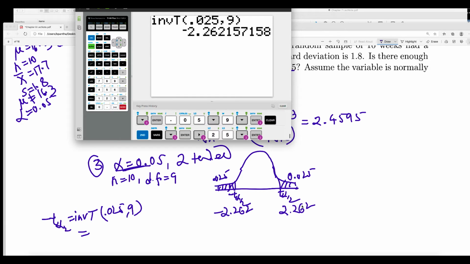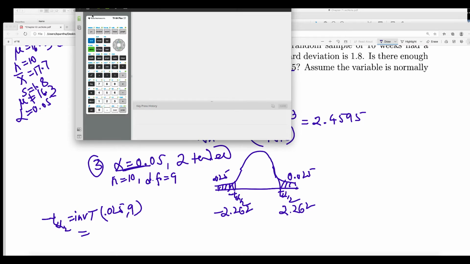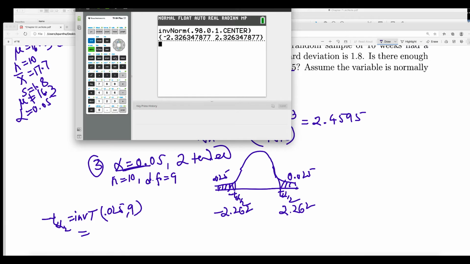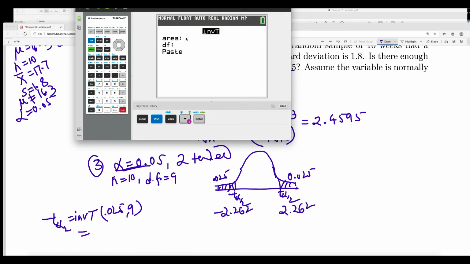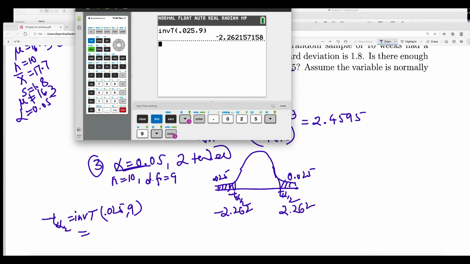Now if you are using the TI-84 Plus CE calculator, things will be a lot easier. Suppose I want to use the TI-84 Plus CE. How do I do that? You do second vars and then go to inverse t, that is number 4, and hit enter. The area is the left area again, so it's the same thing. Enter the area 0.025, and the degrees of freedom is 9, and then paste, hit enter. You'll get negative 2.262. So it is exactly the same thing.